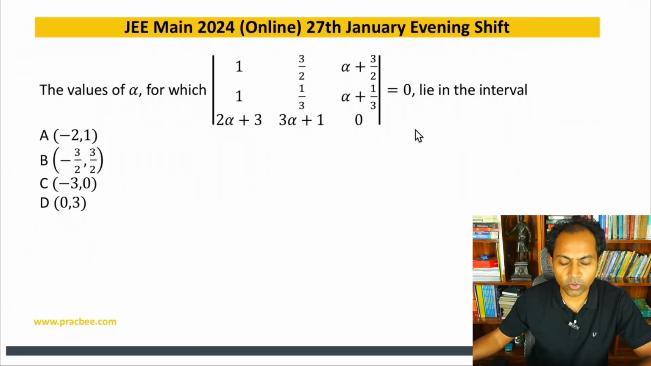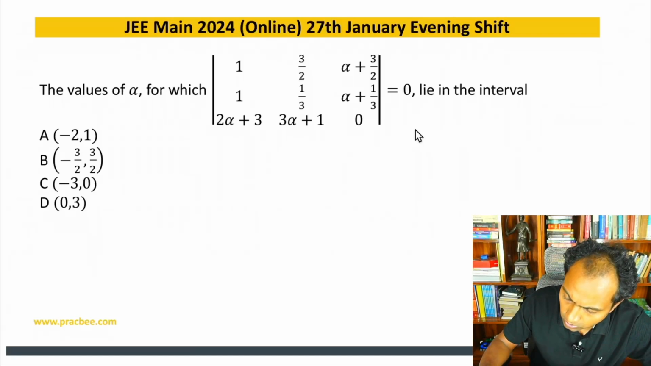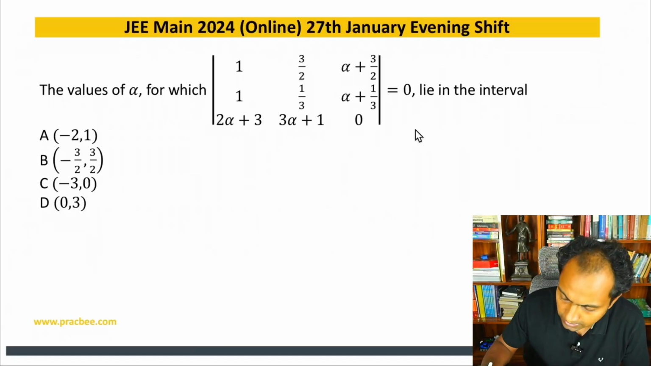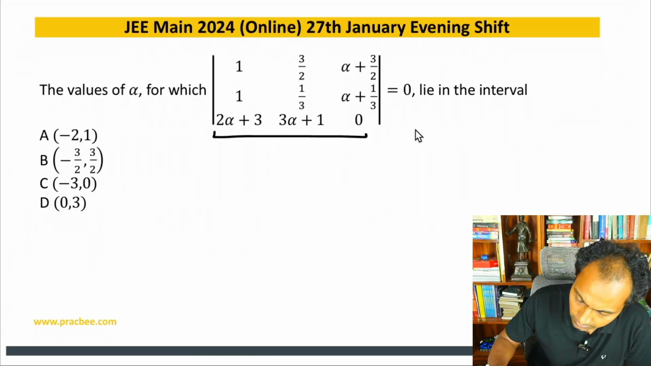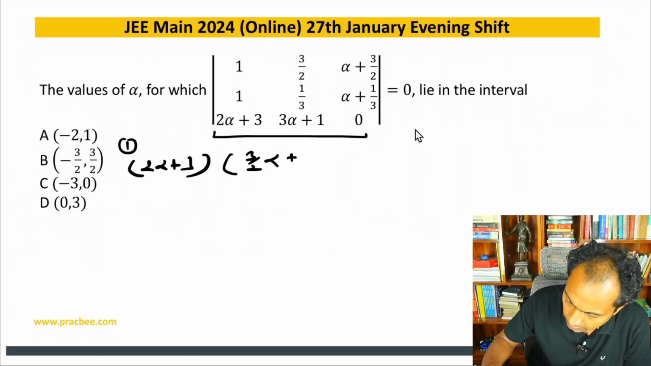Now this 2024 question is a very simple question. It talks about the location of roots of this quadratic equation that will be formed if I solve this determinant. So what we can do here is expand it along row 3, and if I do so, it is 2 alpha plus 3, this is the first step, into 3 by 2 times alpha plus 1 by 3. So this will become 3 by 2 alpha plus 1 by 2, and the next part I will have to multiply 1 by 3. So minus alpha by 3 minus 1 by 2.